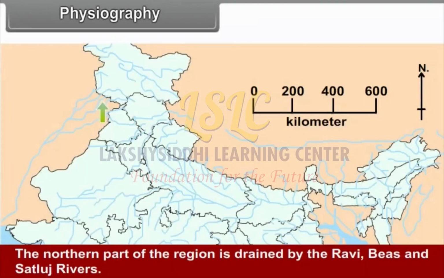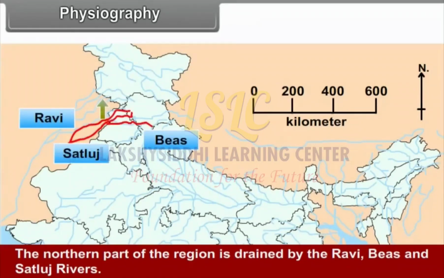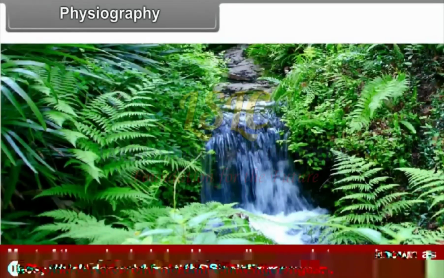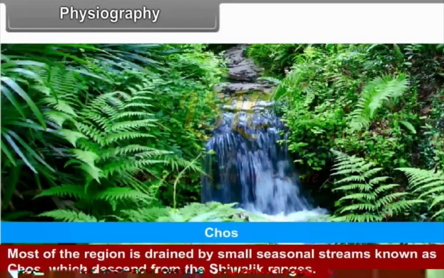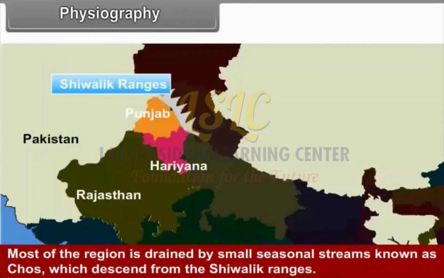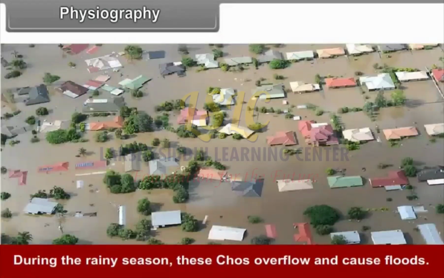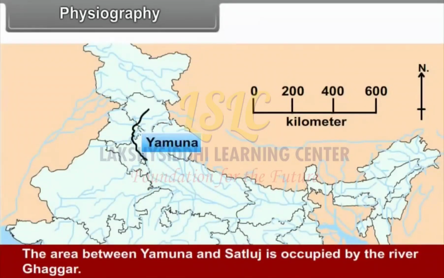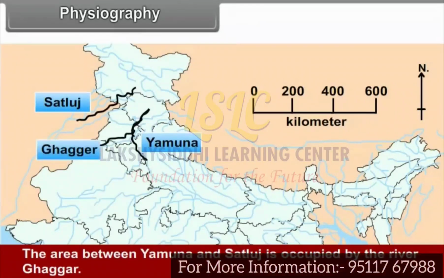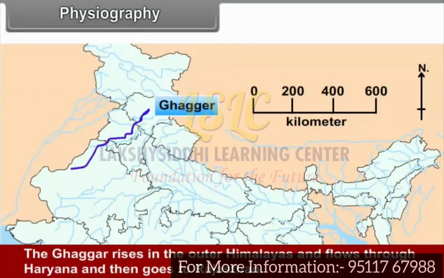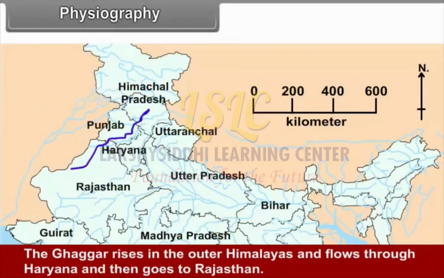The northern part of the region is drained by the Ravi, Beas, and Satluj rivers. Most of the region is drained by small seasonal streams known as chos, which descend from the Shivalik ranges. During the rainy season, these chos overflow and cause floods. The area between Yamuna and Satluj is occupied by the river Ghaggar. The Ghaggar rises in the outer Himalayas and flows through Haryana and then goes to Rajasthan.